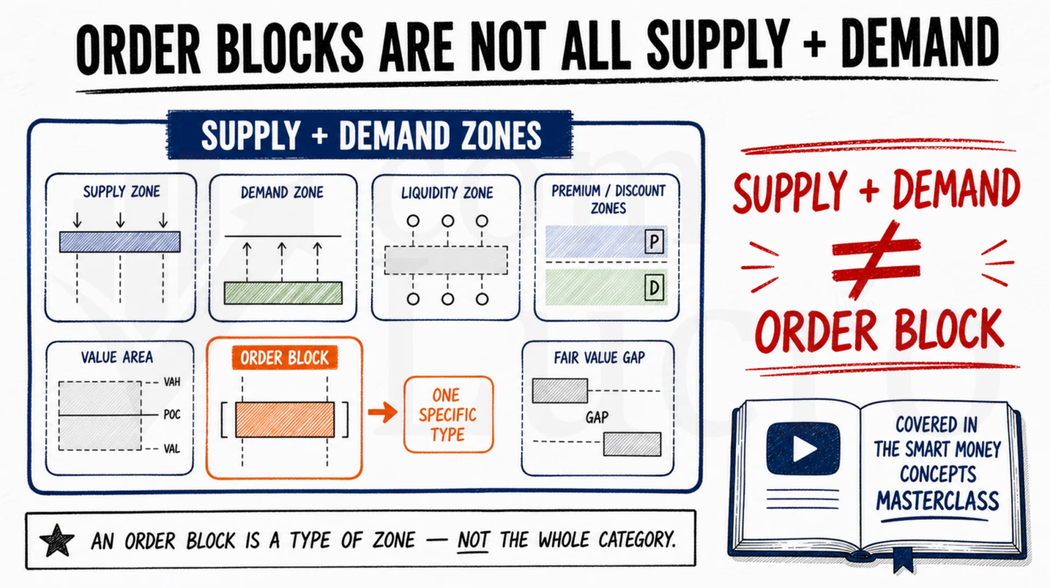One last note before we move on. You will often hear supply and demand called order blocks, as if they were the same thing. They are not. An order block is one specific type of supply and demand zone, and that is covered properly in the masterclass I mentioned at the start.